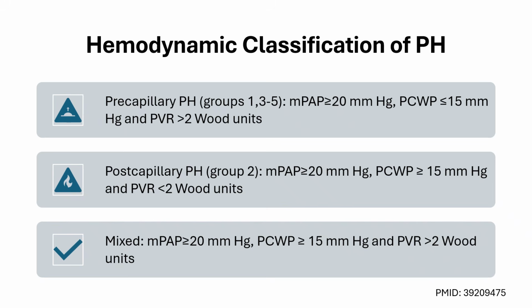In postcapillary pulmonary hypertension related to left-sided heart disease, you'll see that the pulmonary capillary wedge pressure will be at least 15 millimeters of mercury or higher, and the pulmonary vascular resistance will be less than 2 units. In mixed group, you'll have pulmonary capillary wedge pressure of at least 15 millimeters of mercury or higher, but the pulmonary vascular resistance will be more than 2 Woods units. Please feel free to pause this video if you need more time to review the slide.